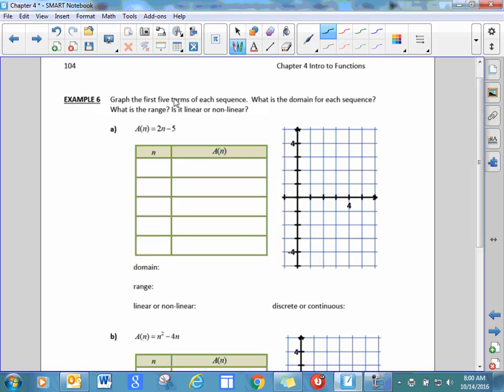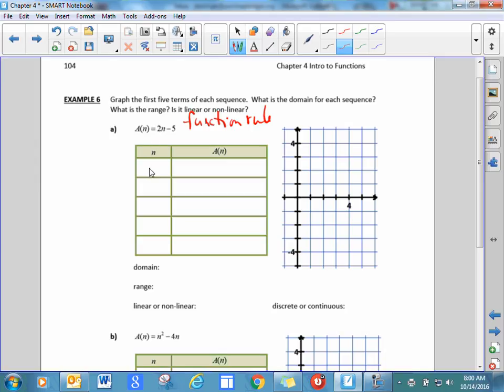Graph the first 5 terms of each sequence. They give you the function, the equation right here, the function rule. This is a function rule, this equation right here, and they give us a table already set up.